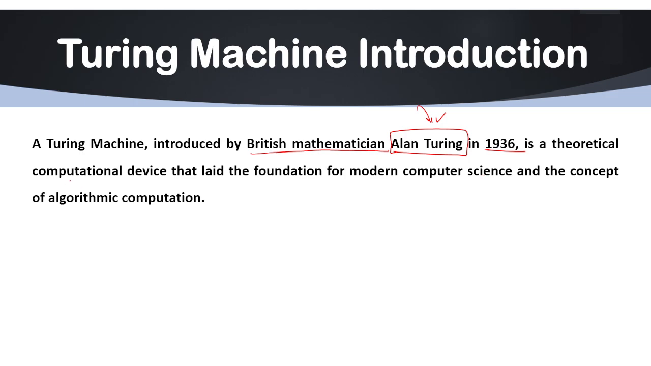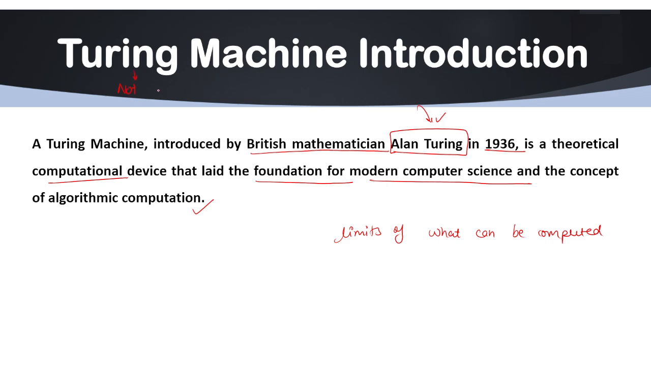It is basically a theoretical computational device that laid the foundation of modern computer science and the concept of algorithmic computation. We can also say that Turing machine serves as a foundational concept in computer science and is used to understand the limits of what can be computed. The Turing machine is not a physical machine.